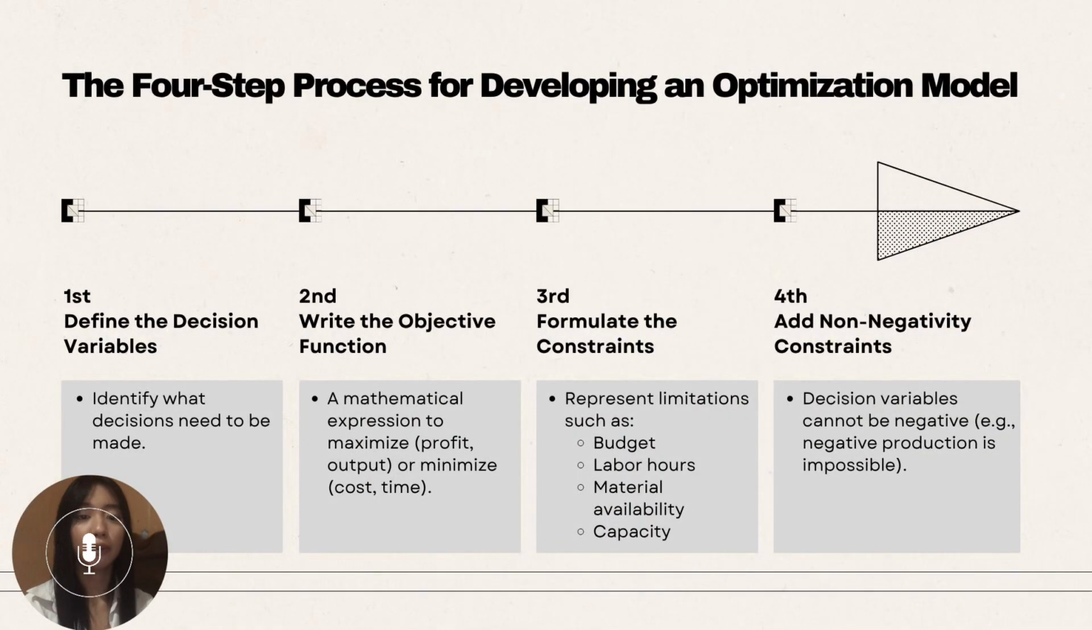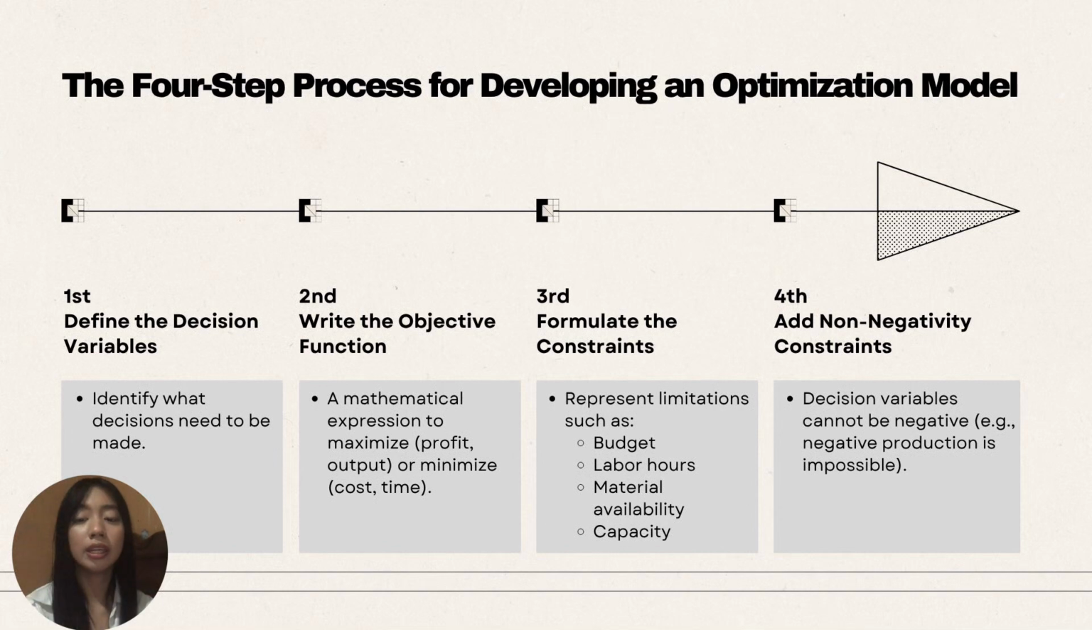This is the framework we follow whenever we want to translate a real-life decision problem into a mathematical model. So first step, we define the decision variables. The first step is to identify what decisions need to be made. These are represented as variables in our model, for example, how many units of a product the company should produce, or how much of each resource should be allocated. These variables will later be used in the objective function and constraints. So it's important to define them clearly.